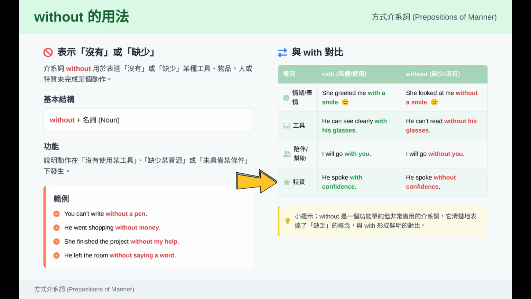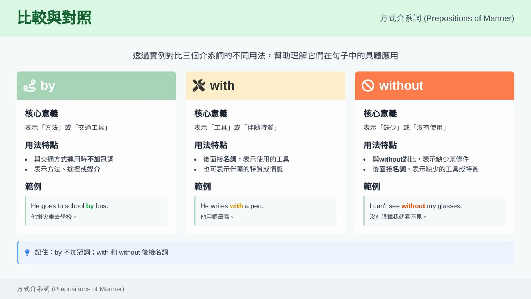Qualifications. With: possess or use. He spoke with confidence. Without: lack or have. He spoke without confidence. Tip. Without is a simple yet very practical preposition. It clearly expresses the concept of lack and stands in stark contrast to with. Compare and contrast the 3 different uses of prepositions through examples to help you understand their specific application in sentences.